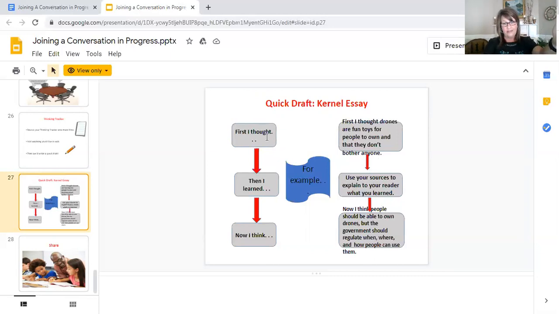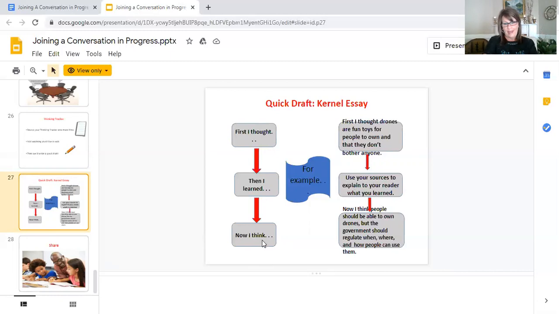I thought this, and remember we did all of this in the thinking tracker. First I thought this. What do you think right now about drones? Do some learning as you learn. Add to your thinking tracker. Now what do you think? Remember, thinking and learning should change your thoughts. It should make them more sophisticated, more complex. And so what we've done here is arrive at a claim.